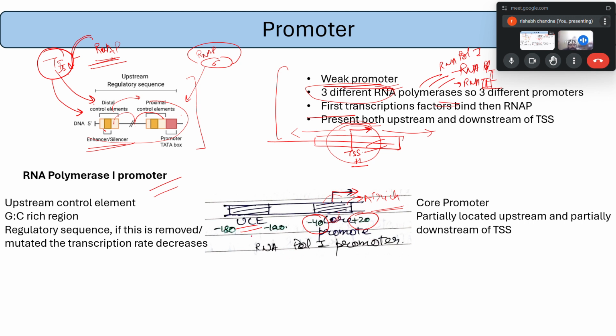Okay, now we have the upstream control element, that is a GC rich region. It lies between -180 to -100 region, and it is a regulatory sequence. So here only the activators bind, that increases the activity of the RNA polymerase. If this sequence is removed or mutated, then the transcription would follow normally, but the level or rate of transcription would go down. That's why it's only the binding site of the activators. Okay, so this was the thing with the RNA polymerase 1 promoter.